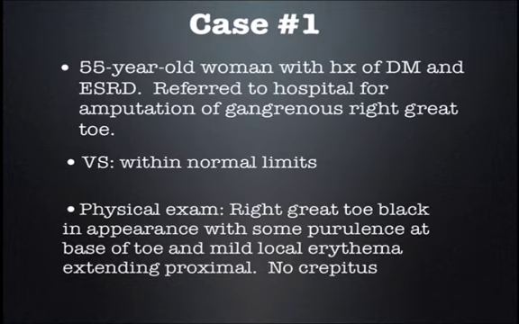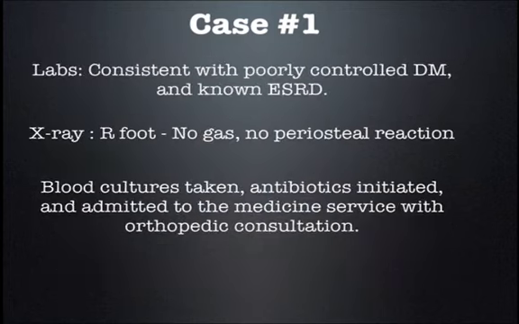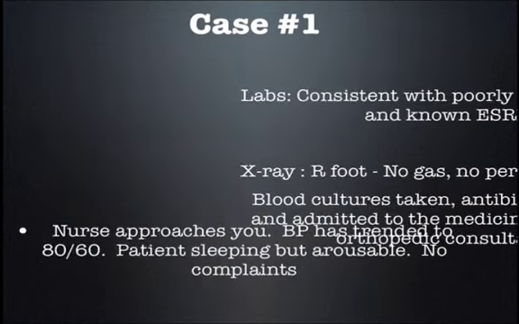Vital signs are within normal limits on presentation, and a physical exam shows a right great toe black in appearance with some purulence at the base of the toe and mild local erythema extending proximal. There's no crepitus. The labs are consistent with a poorly controlled diabetes history as well as a known history of end-stage renal disease. X-ray of the right foot shows no gas and no periosteal reaction. Blood cultures are taken, antibiotics initiated, and she is admitted to the medicine service with an orthopedic consultation.